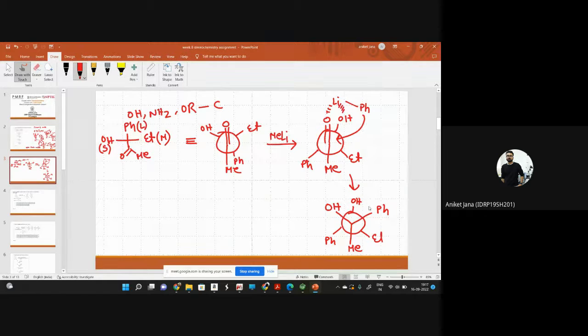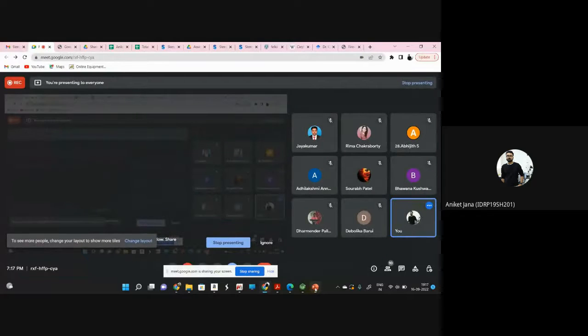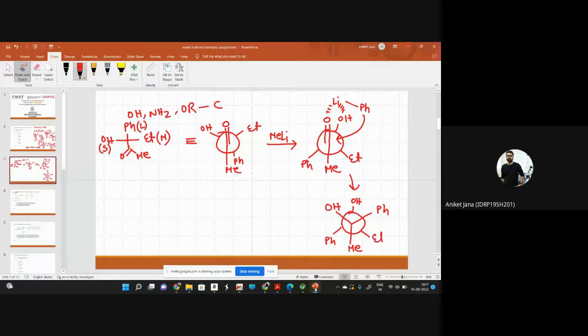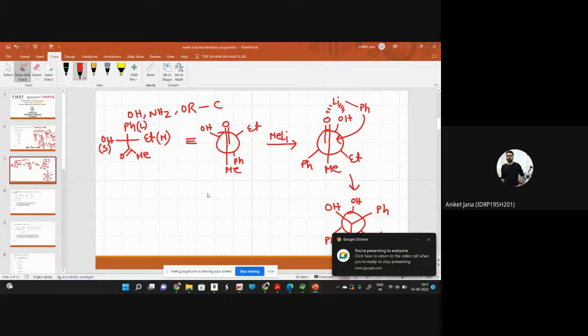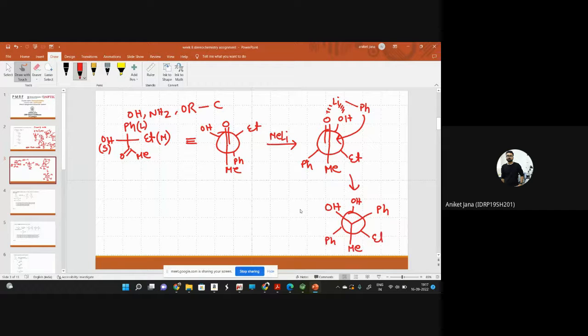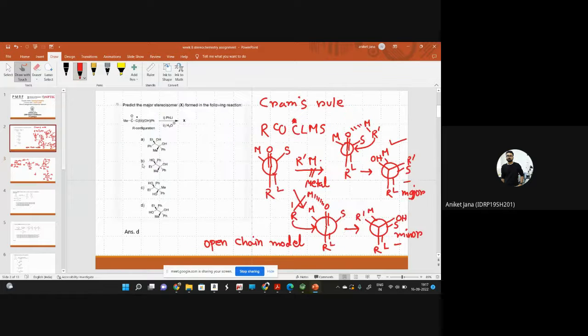So if we rearrange this, and if we match with the given options in our question, it matches with our option D. Okay, so there we get the Newman projection. So if we rearrange according to the flying wedge, this is our major product. Okay, any doubt? Anybody?